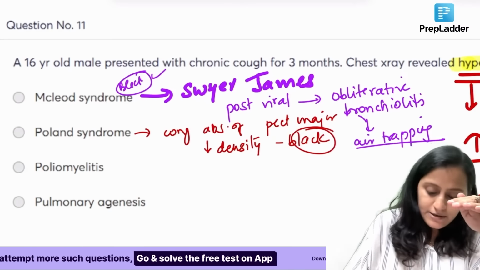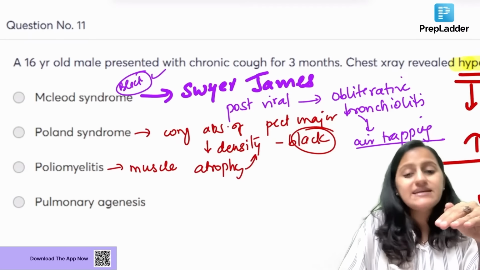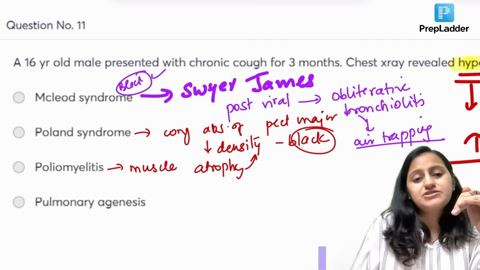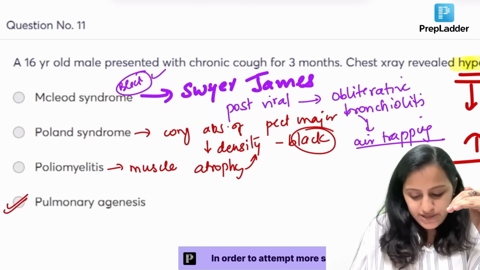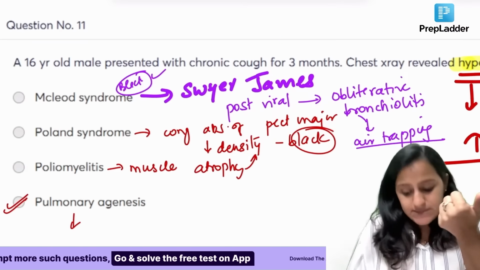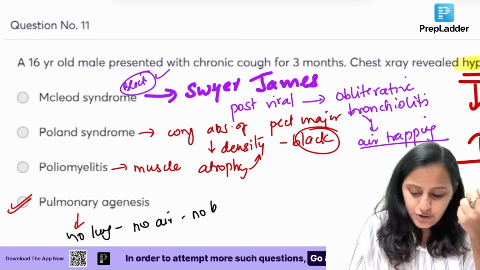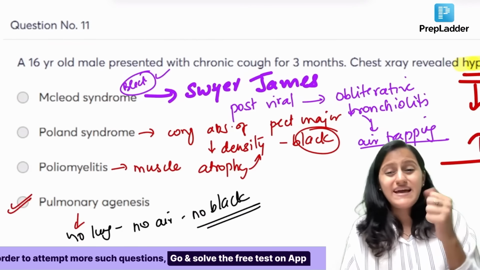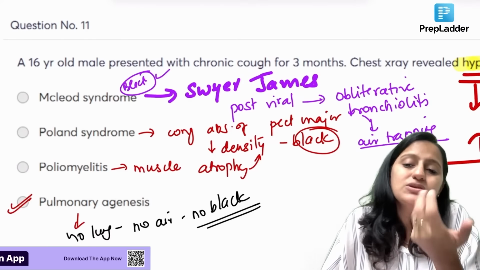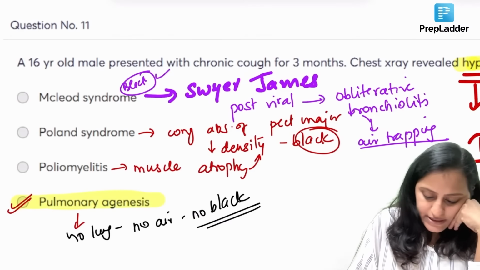Poliomyelitis, again, there is muscle atrophy. So there is decreased density, so it appears black. So ruling out the options, the first three options are black, black, black. So the answer is going to be pulmonary agenesis. Pulmonary agenesis means there is no lung, right? So there is no air, so there is no black area there. Rather, it will appear white because there is no lung, no air. So the answer there is going to be pulmonary agenesis.